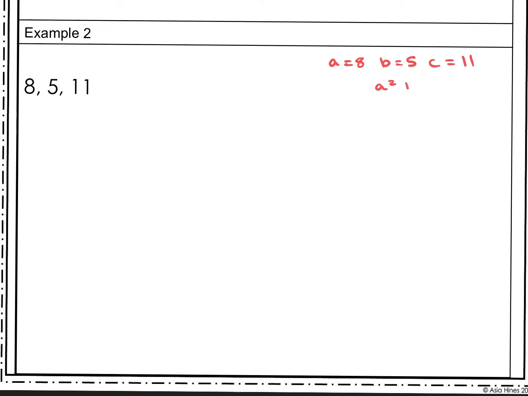So we have A squared plus B squared equals C squared. So we have 8 squared plus 5 squared equals 11 squared. 8 squared is 64. 5 squared is 25, and then we have 121 as our 11 squared. From there, we are going to add 64 and 25, which gives us 89. Those values do not form a right triangle.